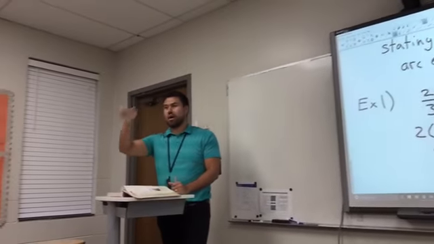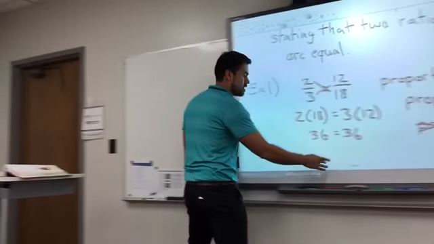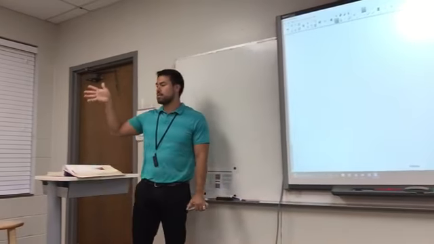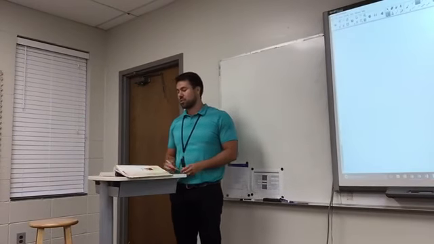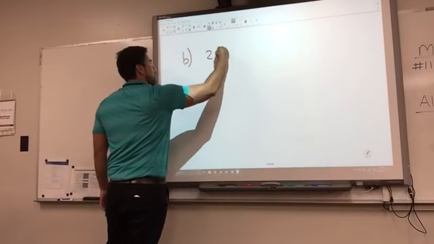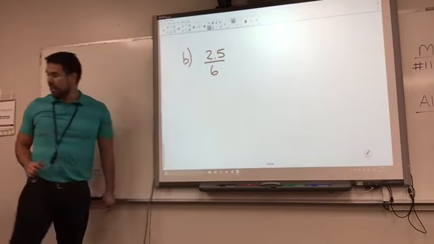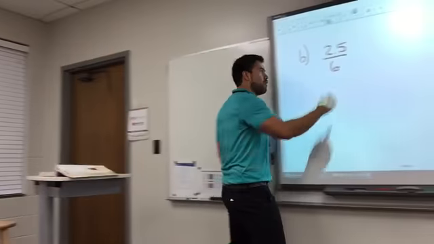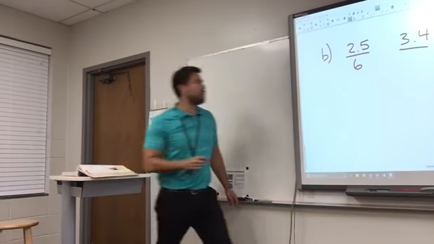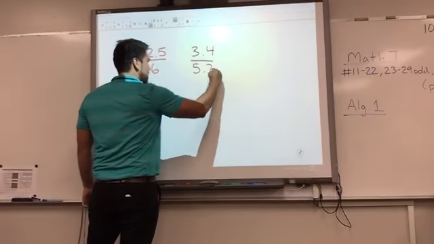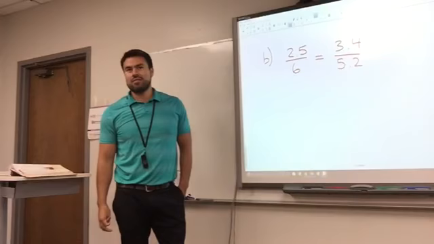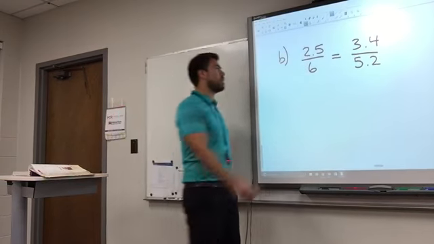Use cross products. This one example is enough to say, yes, you could do it one way, the way we just talked about. Something times the first number should give me the second, but that doesn't always work. So 2.5 over 6, and then we have 3.4 over 5.2. I'm trying to determine, are these equal or not? I don't know. So if you don't know it off the top of your head, use cross products.